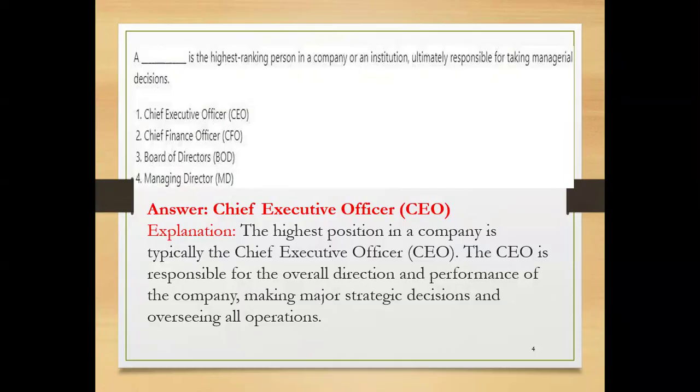See, in the hierarchy, top level management, middle level management, lower or operational level management is there. So, the highest position in a company is typically chief executive officer. He is responsible for overall direction and performance of the company, making major strategic decisions. Underline strategic decisions and overseeing all operations. When it comes to the middle level, they are taking tactical decisions, whereas in operational level they are taking operational decisions of the organization.